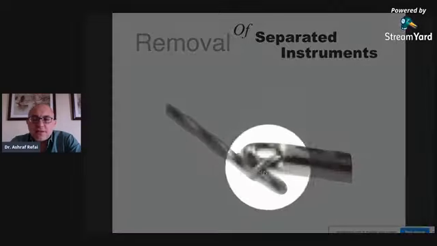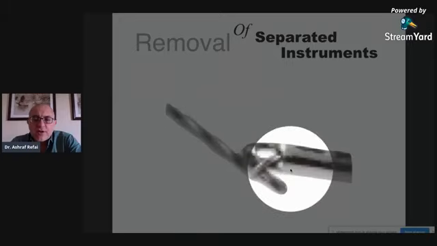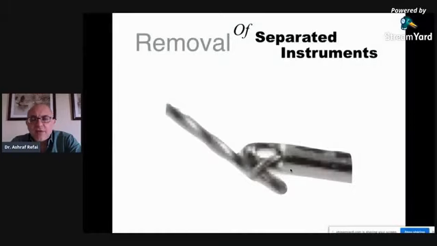And as you can see here, this is a blown up picture. It's very grainy, but basically you have the loop system, the tube with the wire loop engaging the separated instrument.